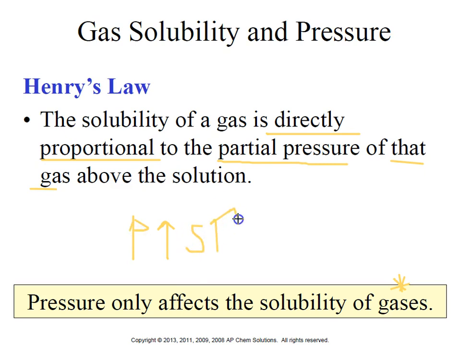Okay, now this is only specific to that gas. So if you have oxygen dissolved in solution and you increase the pressure of carbon dioxide, that has no relation to the solubility of the oxygen. It's only related to the partial pressure of the gas that we're talking about.